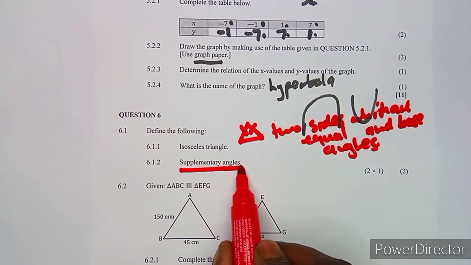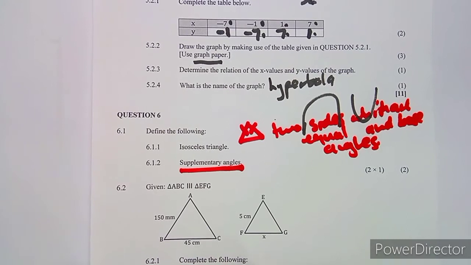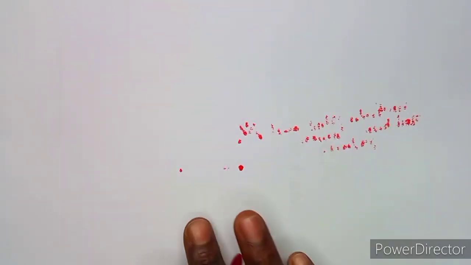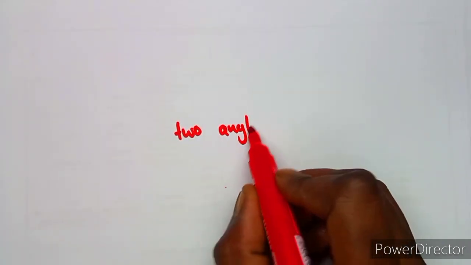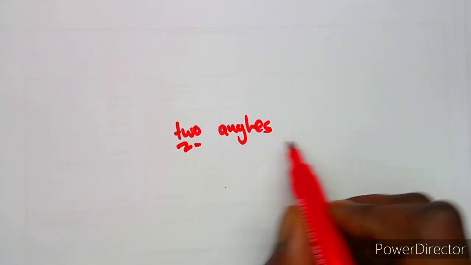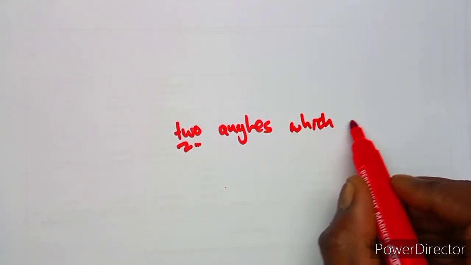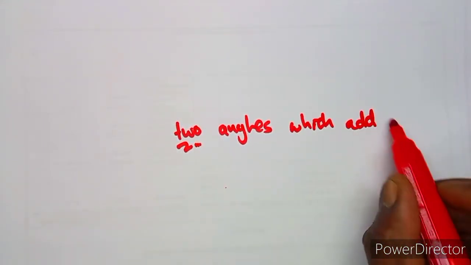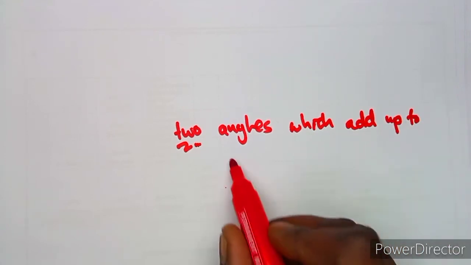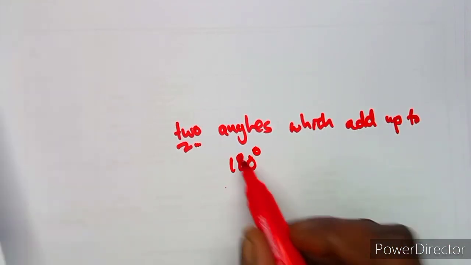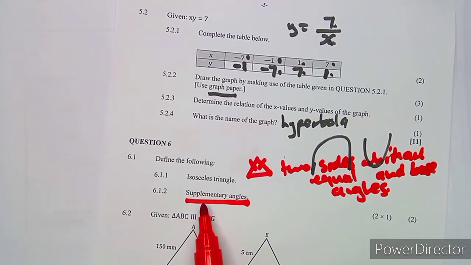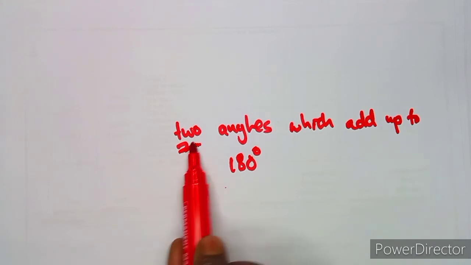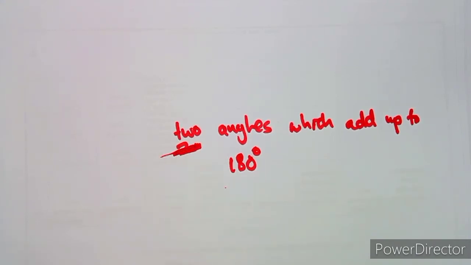Then what are supplementary angles? Take note, whenever you work about supplementary, do not forget to write two angles, guys. These are 2 angles, actually 2 angles, not 3, but 2 angles, which add up to 180. Is it 180? Yeah, that one is 180. While complementary are 2 angles which add up to 90, but these are supplementary. Don't forget that 2.